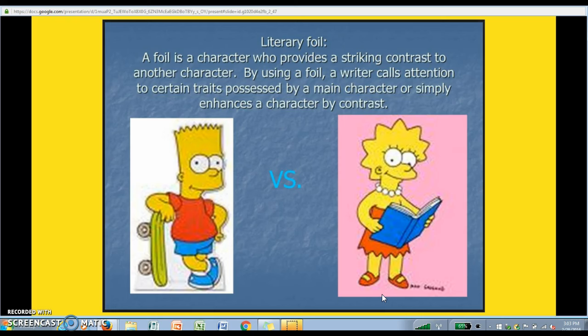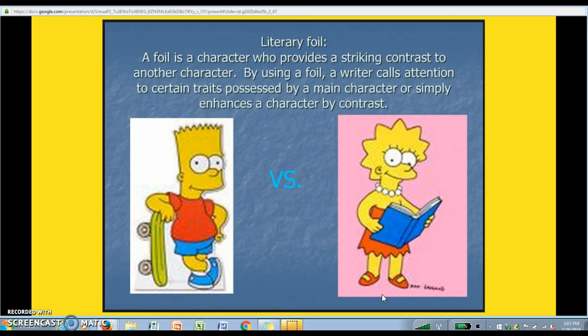So in Hamlet, who do you think is the foil to Hamlet? Think about it. Well, if you haven't figured it out by now, the foil to Hamlet is Laertes.